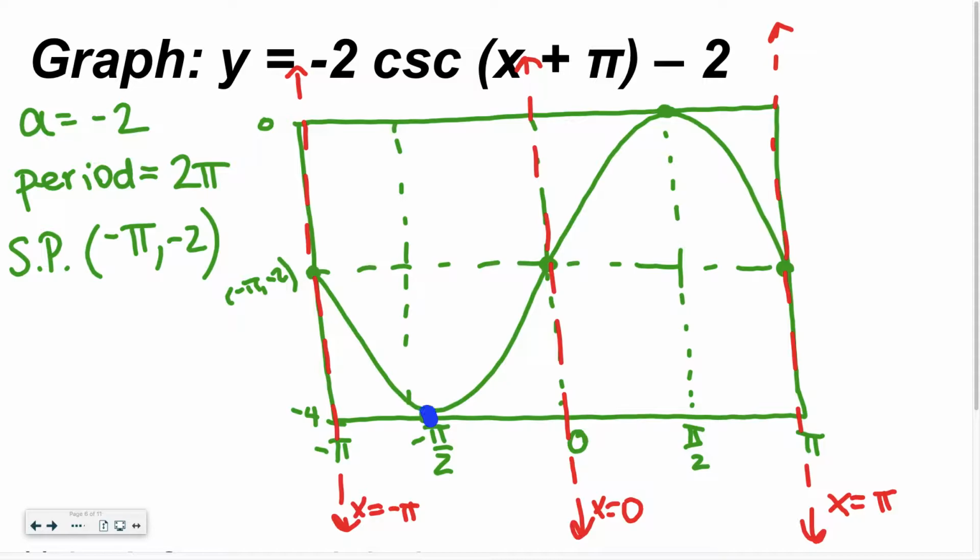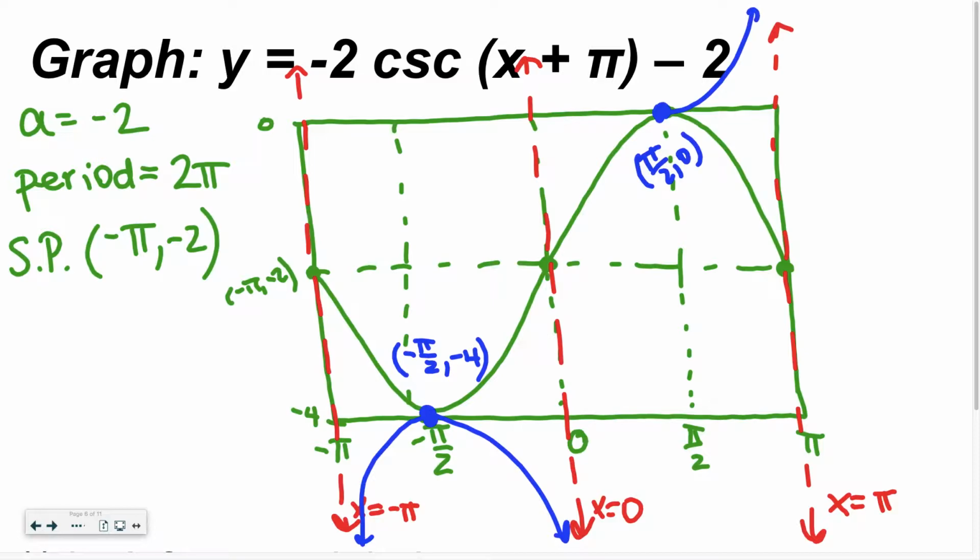Then we're going to make our u's. So wherever your sine or cosine graph hits the very edge of the frame, you're going to create a u. So here we have a u. Label this point like you would if it were not the reciprocal. So negative pi over 2, negative 4. And then up here we have a coordinate, pi over 2, 0. And we're going to create a u with that one.